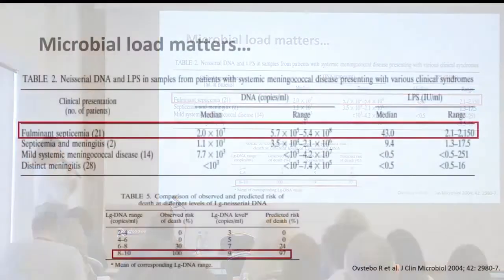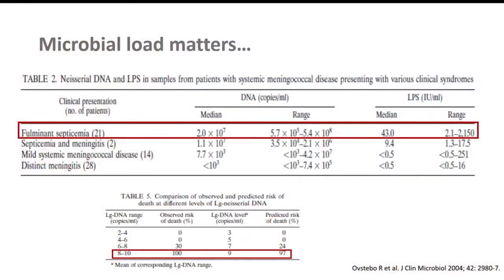That microbial load really matters has been proved by some studies. Here is the study in patients with meningococcal disease, which showed that the patients in whom bacterial burden was high, and bacterial burden was evaluated according to the DNA copies. So this patient had fulminant septicemia, as you can see. So they had a median of 20 million copies.